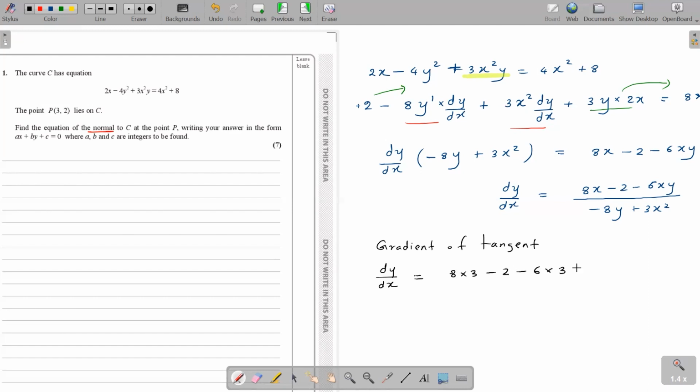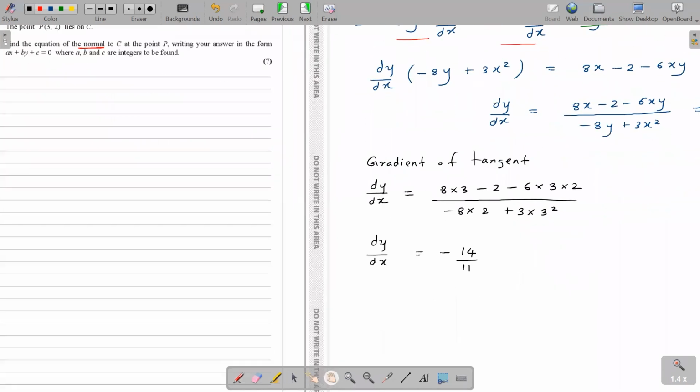X is 3, y is 2. Divide by minus 8. Y is 2, plus 3 times x square is 3 square. Do you agree with me? Can I have the dy by dx, the gradient of the tangent answer? What did you get? How much? Minus 14 over 11. Is that okay? Minus 14 over 11. Okay, so that is the gradient of the tangent.